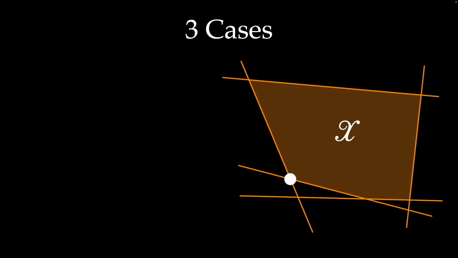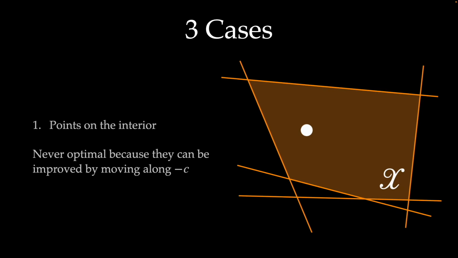So talking about these feasible sets, there are 3 different cases of points that we can consider. The first is a point on the interior of the set. A point on the interior of the set is never going to be optimal. The reason is if we look at the C vector, which is the gradient of our objective, we're interested in minimizing, so we want to move in the negative C direction. A point on the interior of the set can always be improved by moving along the negative C direction, and that's why a point on the interior is never going to be optimal.